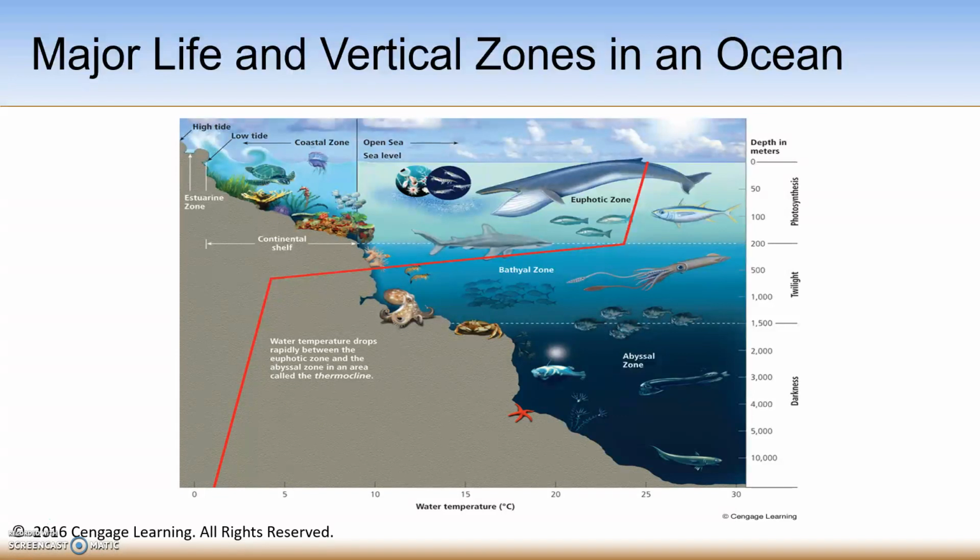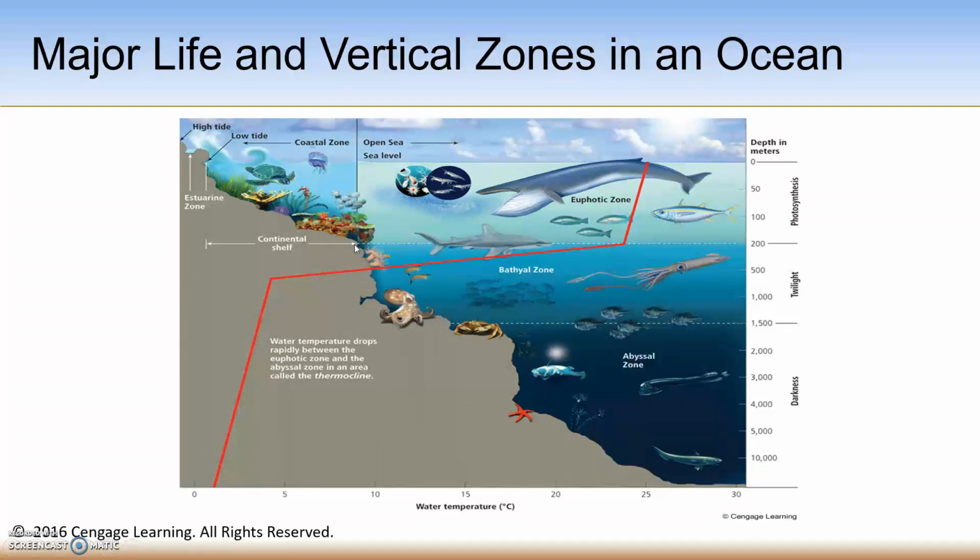This figure depicts the major life and vertical zones in an ocean. The actual depths may vary, but let's look at the three major marine life zones. The first one is the coastal zone region. This can consist of estuaries, which is an area that is a mixture of freshwater and saltwater, or coastal wetlands. Warm, nutrient-rich, shallow water comprises this type of marine life zone. It extends from a high tide mark on land to the edge of the continental shelf.